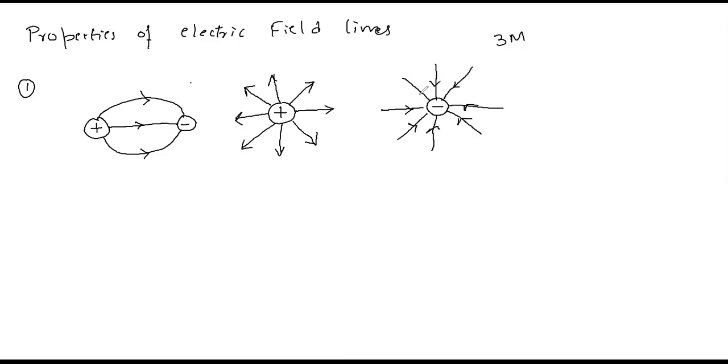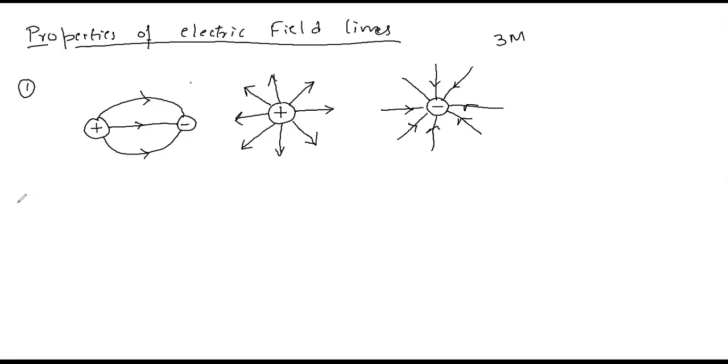So what was the first property? The electric field lines always originate from positive charge and terminate at the negative charge if you consider a dipole. If you consider a unit positive charge, the electric field lines originate at the charge and move towards infinity. But if you consider a single negative charge, the electric field lines originate at infinity and move towards the negative charge. So this is property number 1, the first property.